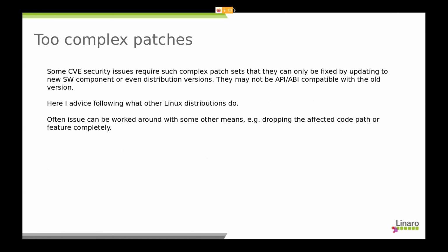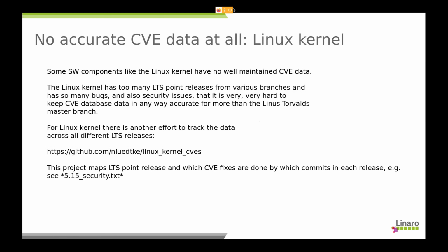So here I just advise to follow what other Linux distributions are doing. For example, Debian has a really nice security tracker, which has the data they use and fill in when they are doing CVE analysis for their whole distribution. Sometimes it's also possible, and what I really urge is, to reduce the feature set in your products, to completely drop the affected code parts and features which you are not needing in your product, as a way to fix CVE security issues.